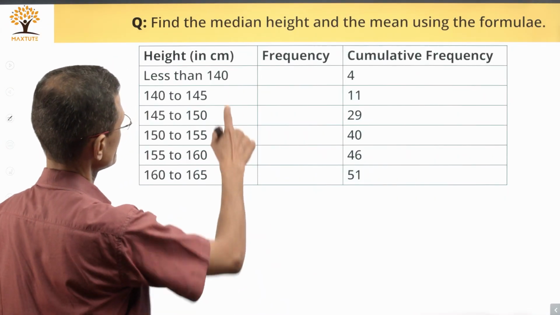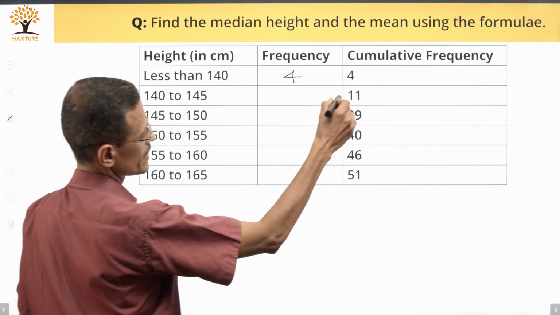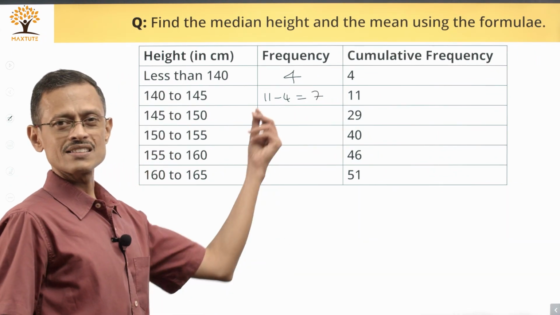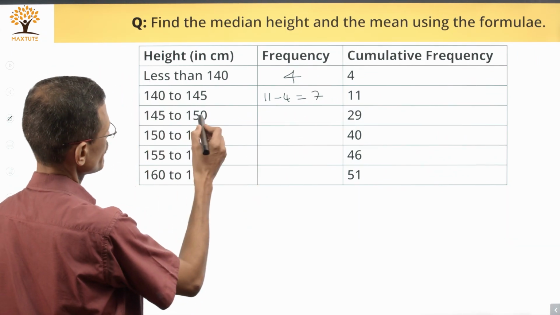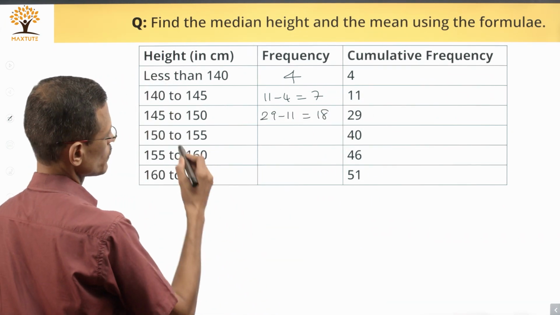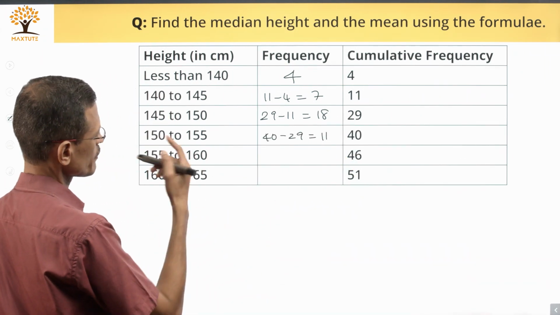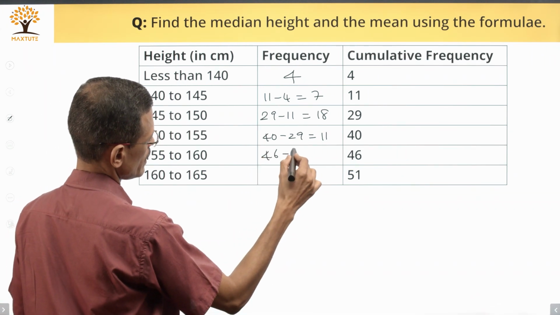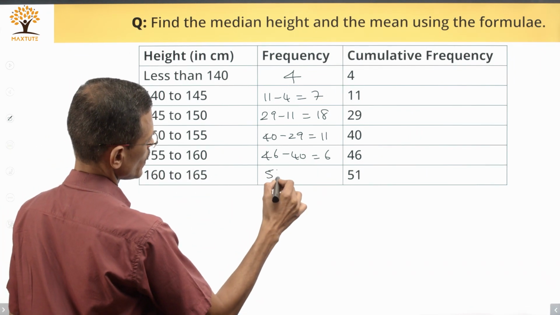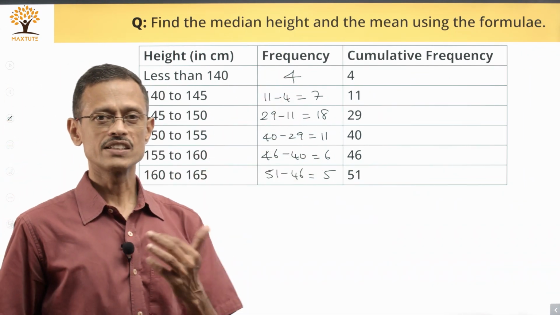So we are going to compute the frequency distribution. The frequency less than 140 is 4. Between 140 and 145 is the difference between these two cumulative frequencies, which is 11 minus 4, which is equal to 7. Let's run through this exercise for each of these class intervals. 145 to 150 would be 29 minus 11, which is equal to 18. And 150 to 155 is 40 minus 29, which is equal to 11. 155 to 160 is basically 46 minus 40, which is equal to 6. And lastly, between 160 and 165, 51 minus 46, which is equal to 5. So this is the frequency table for each of these class intervals.